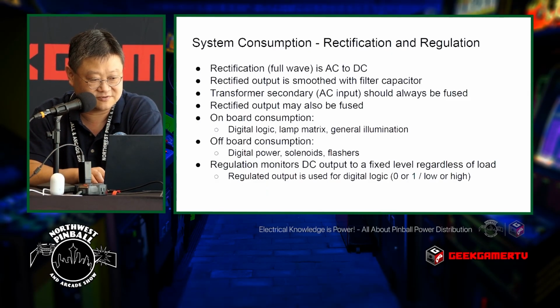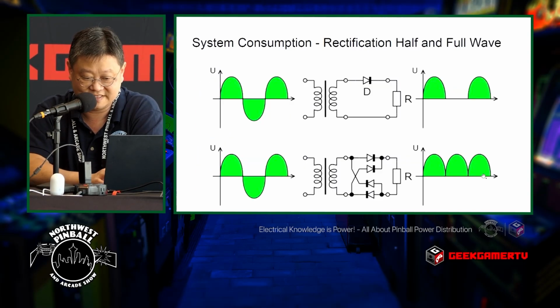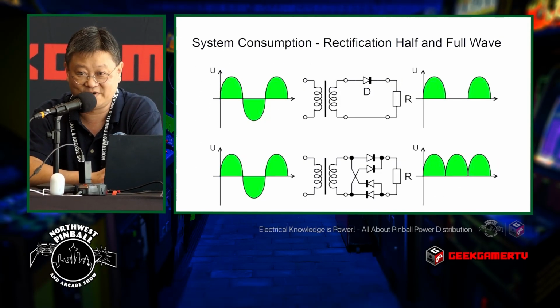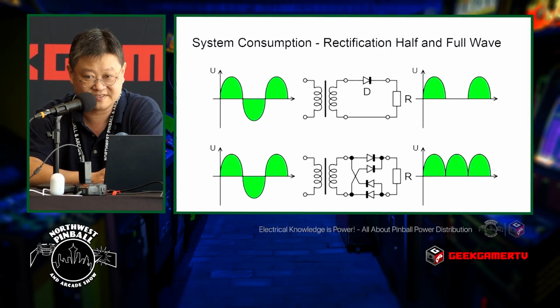Okay. So once this rectified output is produced, it will still do this partial sine wave where it goes up and down, up and down, up and down. In order to smooth that, you will often see what's called a filter capacitor put across the circuit. It will try and flatten this line out.